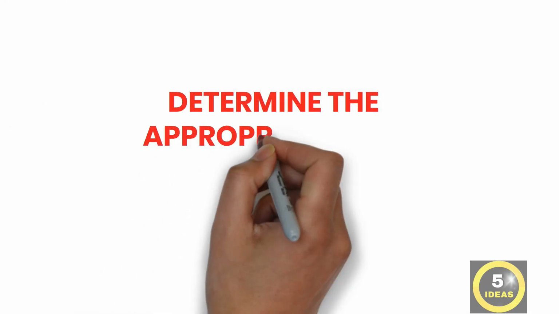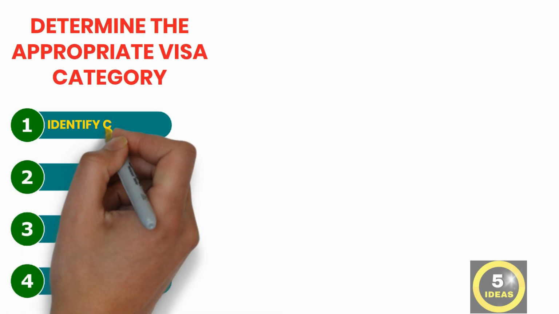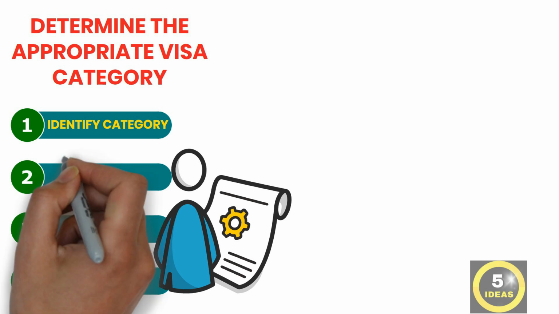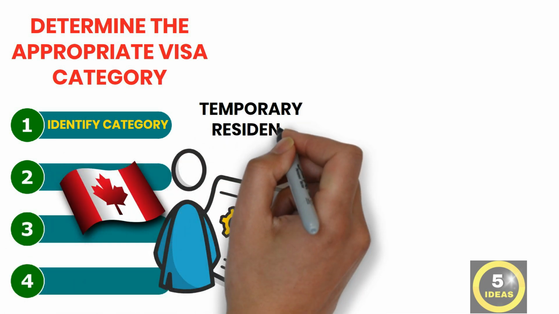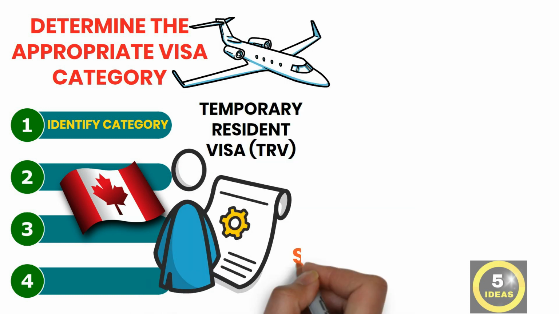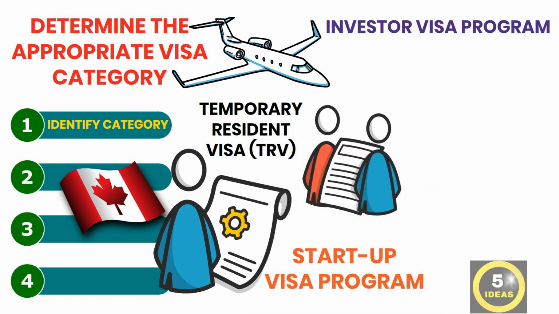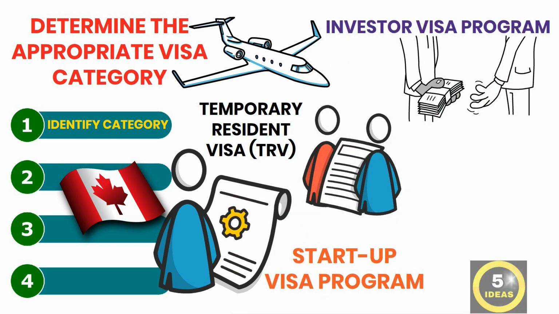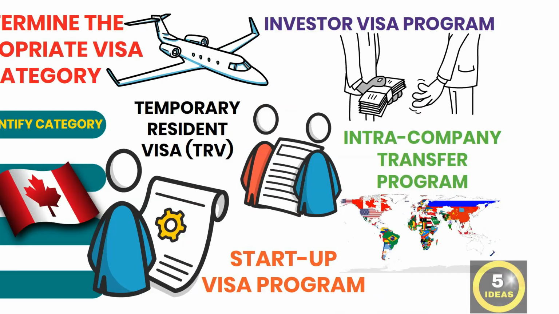Determine the appropriate visa category. The first step is to identify the most suitable visa category for your business activities in Canada. Common options include the Temporary Resident Visa, TRV, for short-term business visits, the Startup Visa Program for entrepreneurs, the Investor Visa Program for investors, or the Intra-Company Transfer Program for employees of multinational companies.